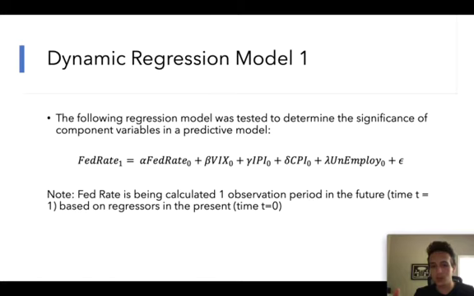First, we start off with the inclusion of all the variables we talked about. The following regression model was tested to determine the significance of component variables in the predictive model. What this equation is essentially saying is federal funds rate at some time in the future, t equals 1, is equal to the federal funds rate right now at the current time period, plus the VIX at the current time period, plus the industrial production index at the current time period, and the CPI and unemployment rates at the current time period as well. Note that the Fed rate is being calculated one observation period in the future, t equals 1 or 1 month, and is based on regressions at the current time, time 0.